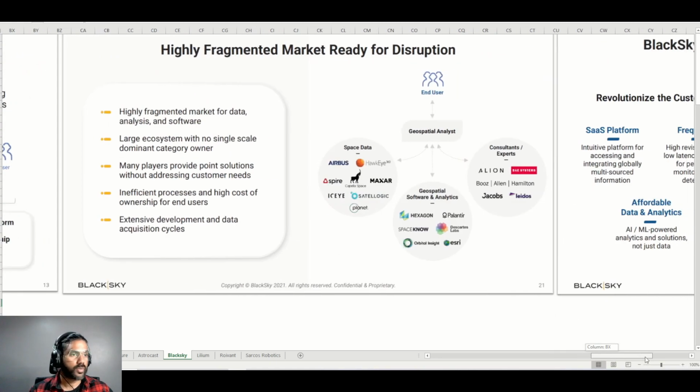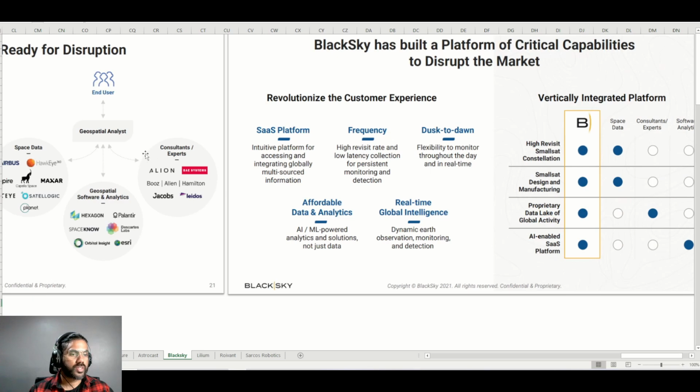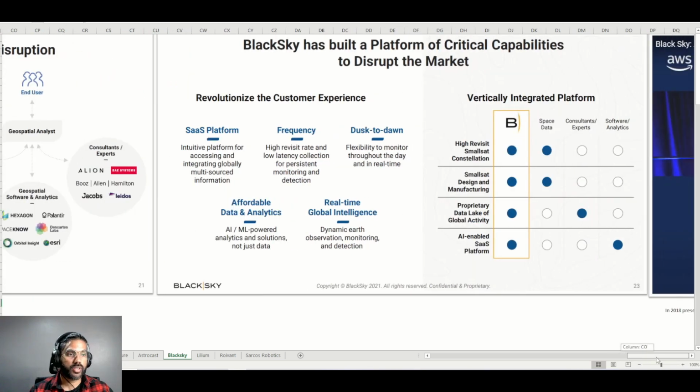So they win. Then here they get into a bit more detail, saying you see the space data is collected by a bunch of different companies. Then the analytics is done by a bunch of different companies. Palantir's here. Consultants and experts interpret the data. Then they feed the analyst who feeds the end user. So this is a complicated situation, as you see.